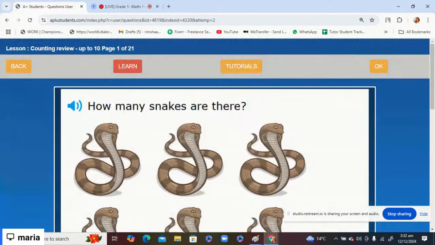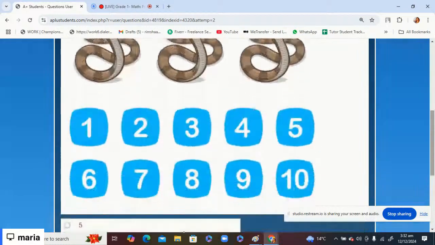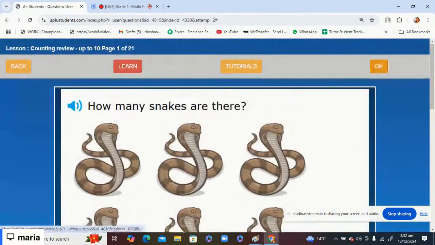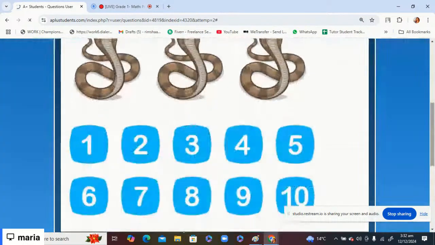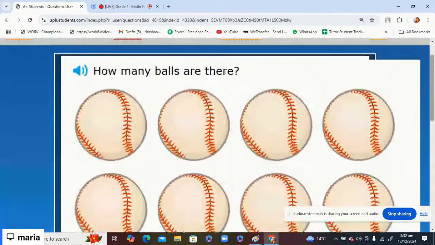How many snakes are there? Let's count. It's one, two, three, 4, 5, and 6. So there are 6 snakes. So let's do it, 6. And then check. This is the right answer. Okay. Number of balls. How many number of balls are there? How many total number of balls are there? Count it, everyone, and then tell me the answer.